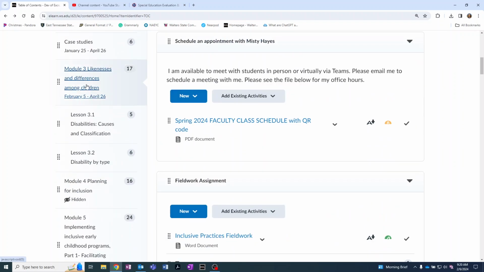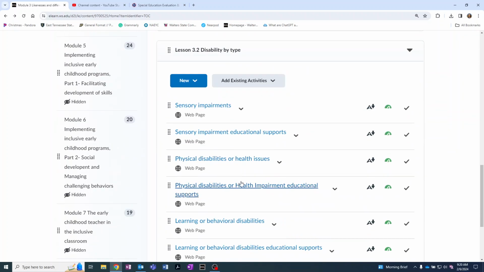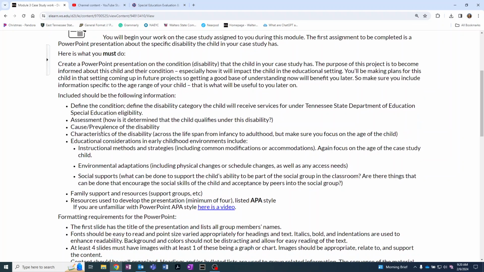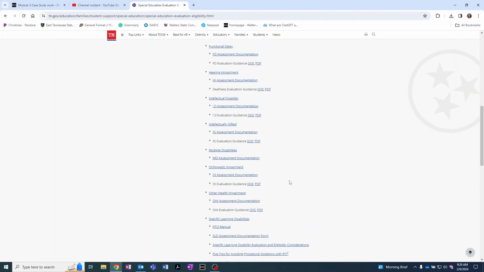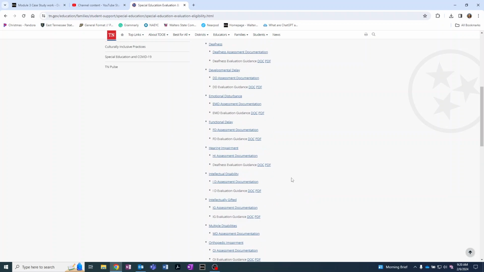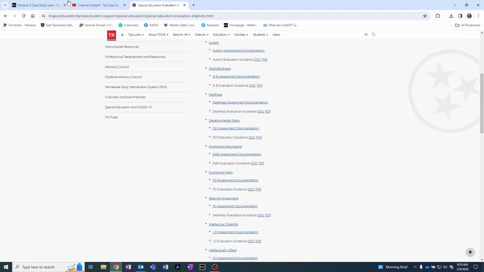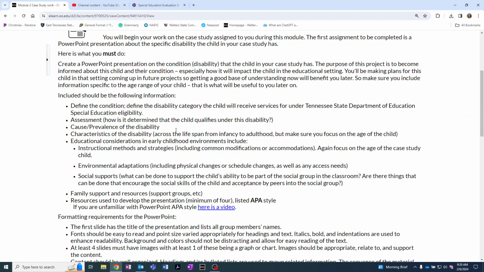Looking back at Module 3 and going back down to our actual case study work, when you're creating this presentation and you're doing your research, I want you to make sure that you are researching and including this. How do you define it under Tennessee state? If she has a functional delay or developmental delay or she was deaf, what do they define that as? Then you would include that. How is it determined? How does a child qualify under this disability?